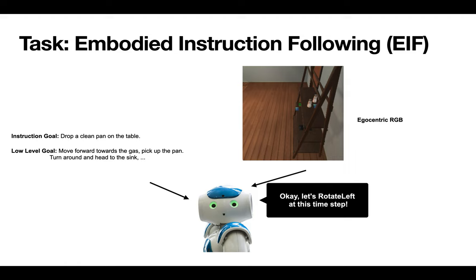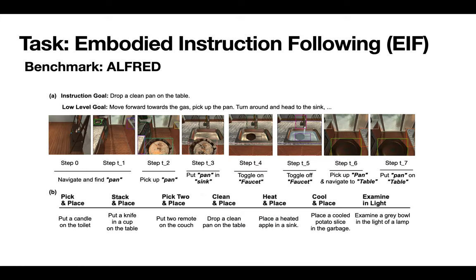The task is embodied instruction following, in which the agent is given two kinds of inputs and has to achieve the goal. The first kind of input is the language instruction, given in both high and low level at the beginning of the episode, and the second input is the egocentric RGB, given at every time step. Given these, the agent has to perform a sequence of actions to achieve the goal.